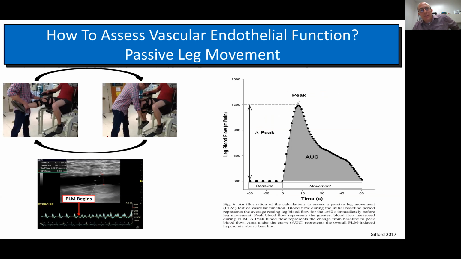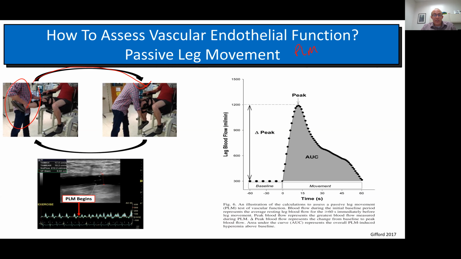There's another test that we do quite a bit in the lab. This is called the passive leg movement test, or PLM. And in this test, what we do is we trick the muscle into thinking that it's exercising. And we do that by moving someone's leg back and forth for them. So a member of the research team grabs the leg and just moves it through a 90-degree range of motion back and forth for about a minute.